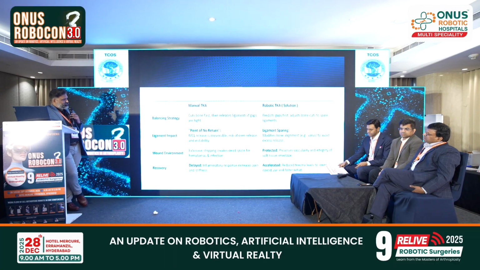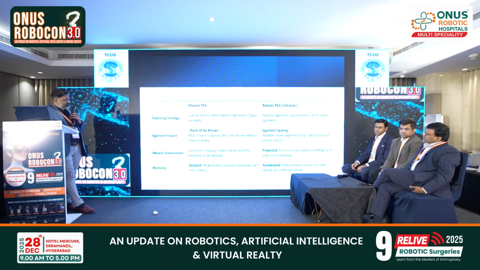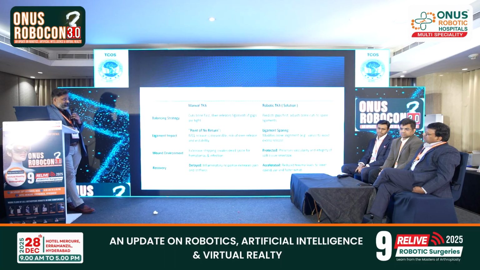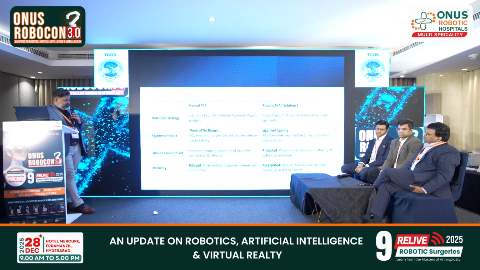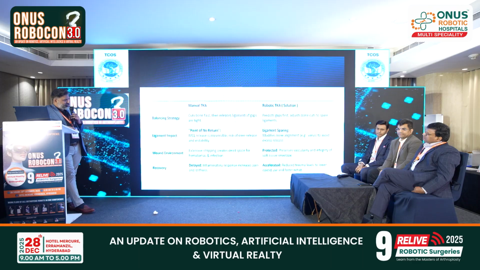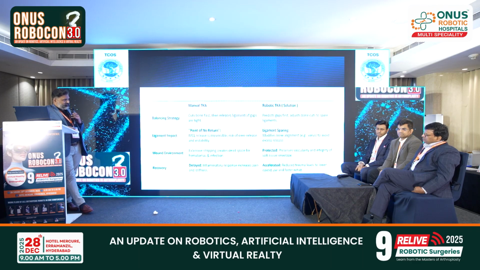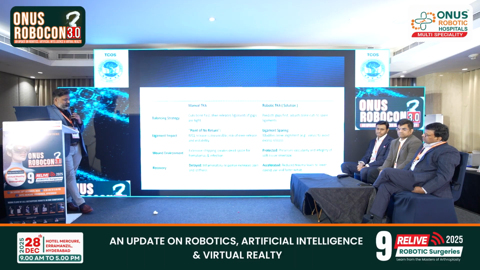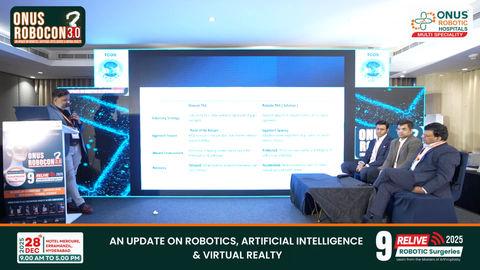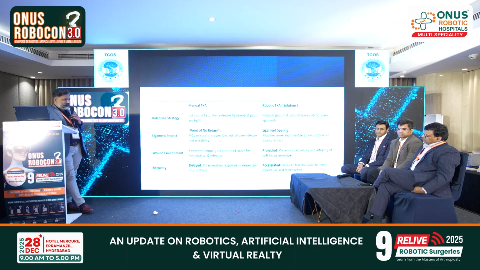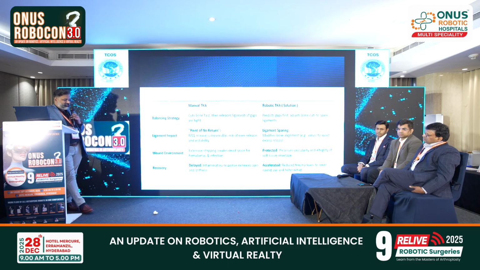This is again how manual TKA balancing strategy works and how the robotic helps there. It predicts the gaps first. Likewise, the impact on ligament: if you release more, there is a point of no return. Once you release, it is done. Whereas in ligament sparing, we will know how much the tension is and how much we have to release, and we can titrate it to our necessity and the requirement of that particular joint.